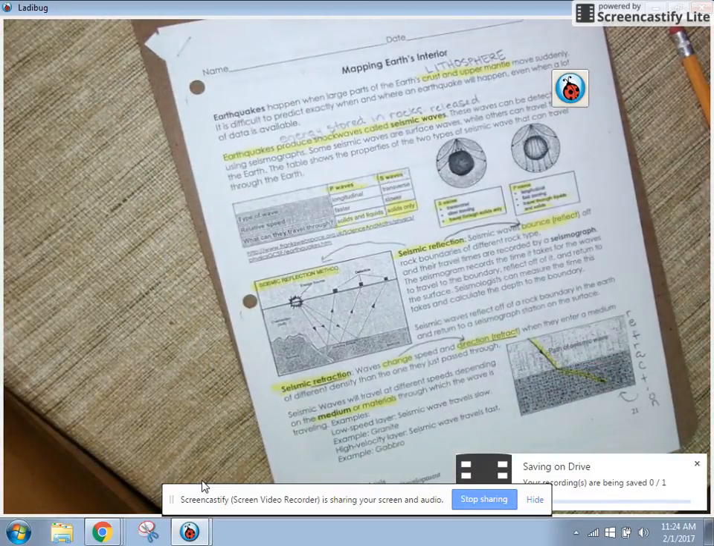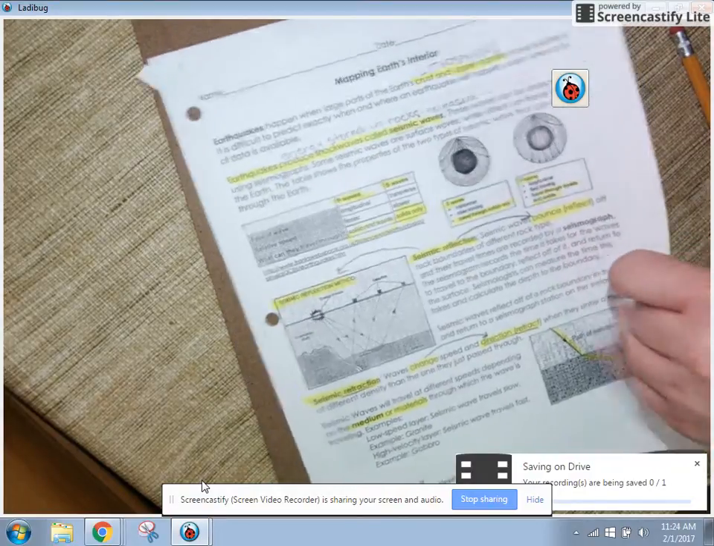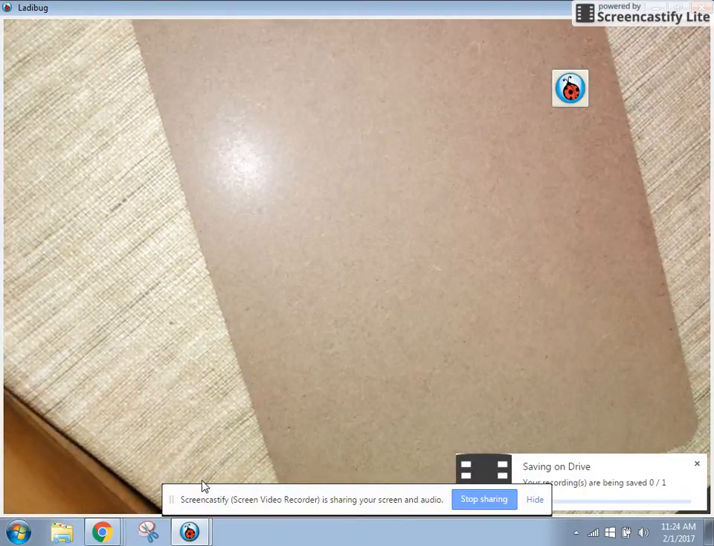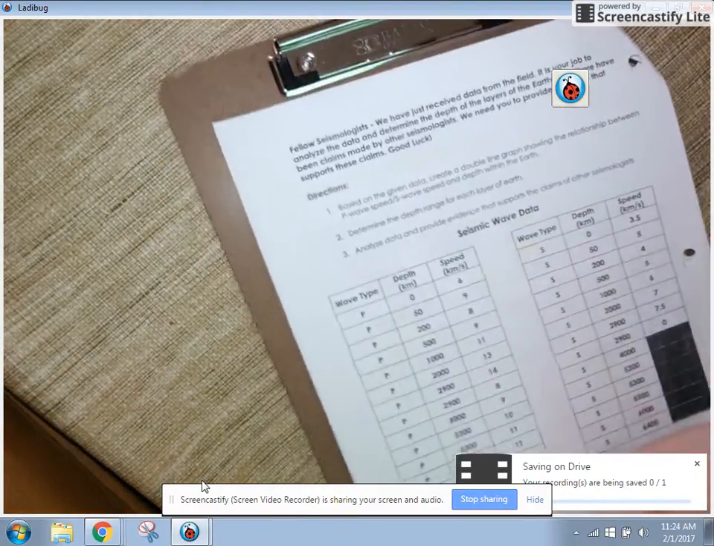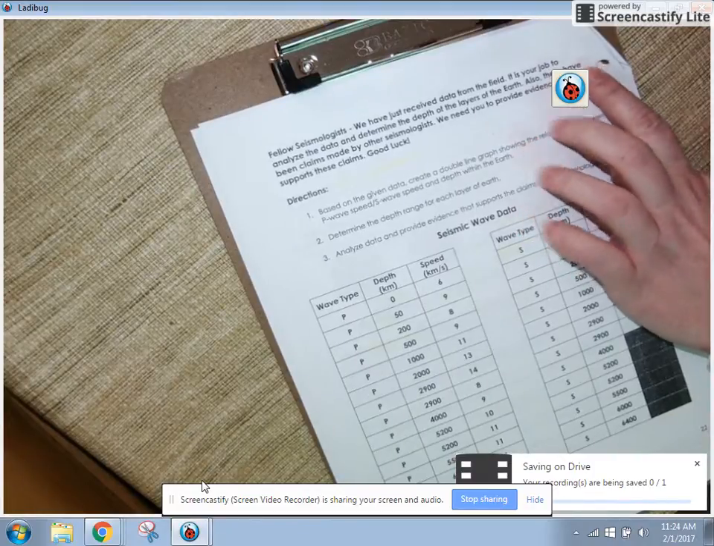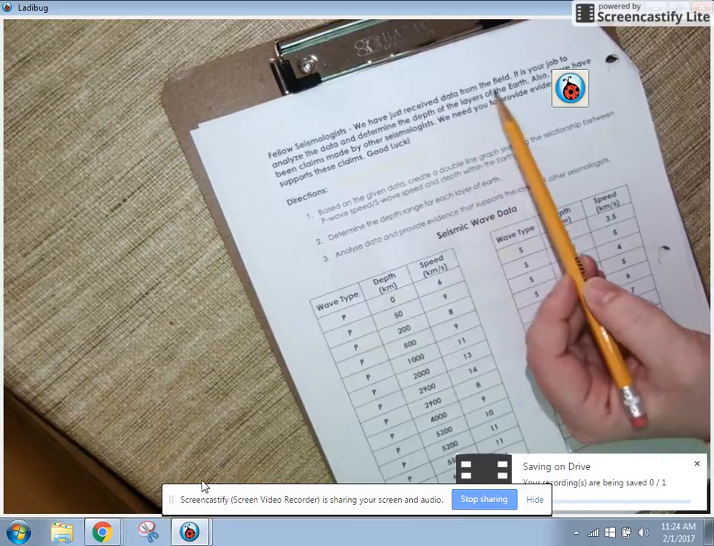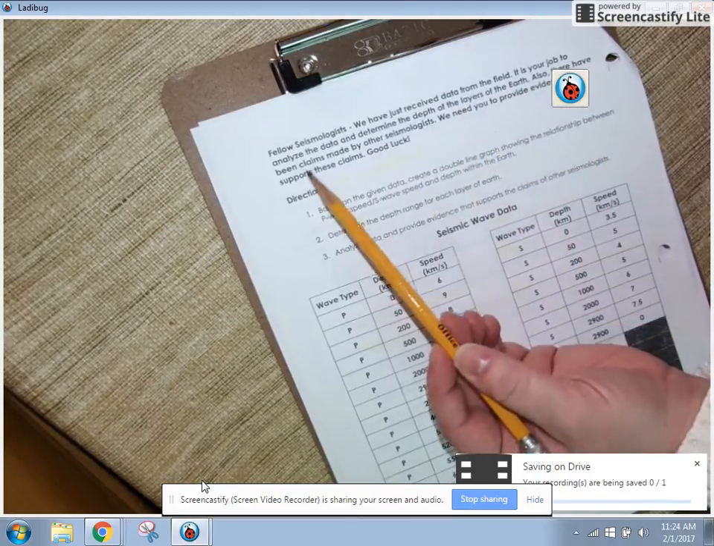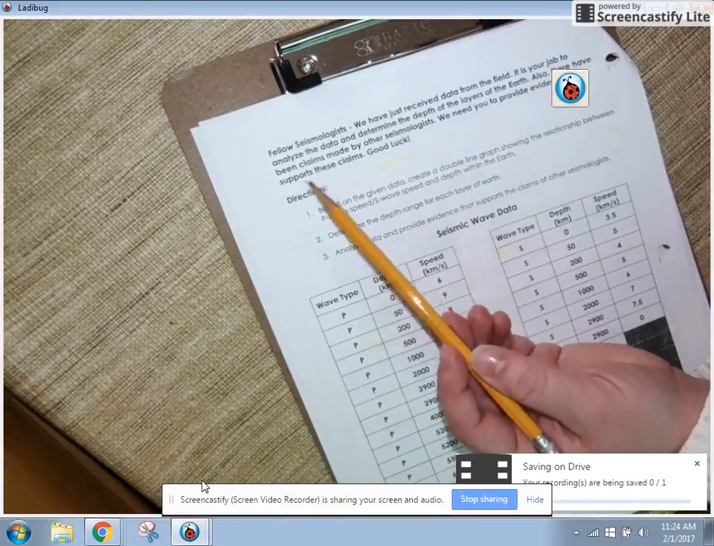All right, so now we've gone through this front page and we've read it, we've highlighted and taken some notes. We're going to turn this to the inside. And it says, fellow seismologists, we have just received data from the field. It is your job to analyze the data and determine the depth of the layers of the earth. Also, there have been claims made by other seismologists. We need you to provide evidence that supports these claims.